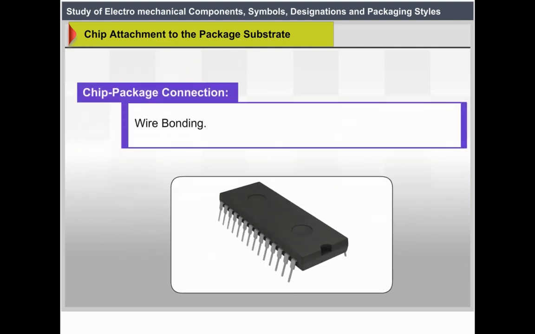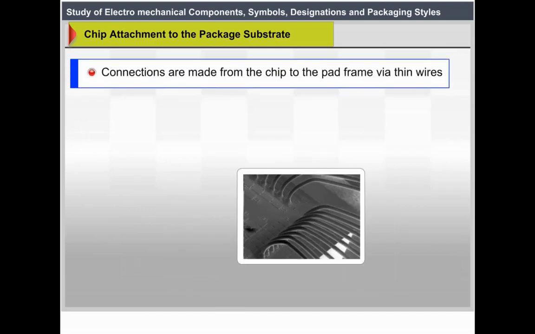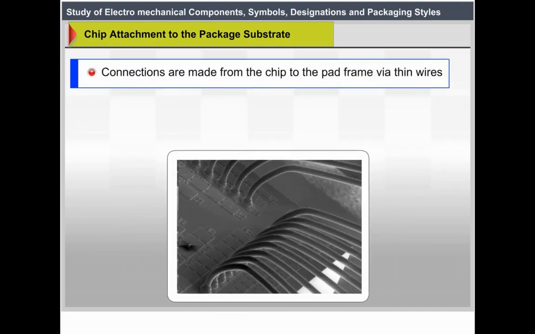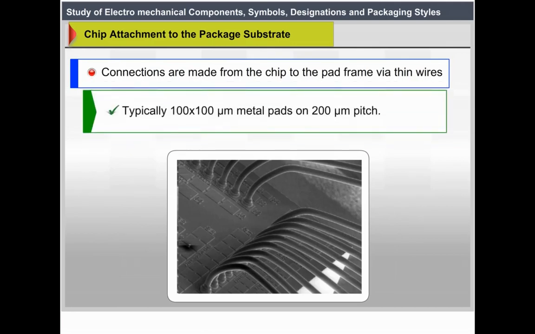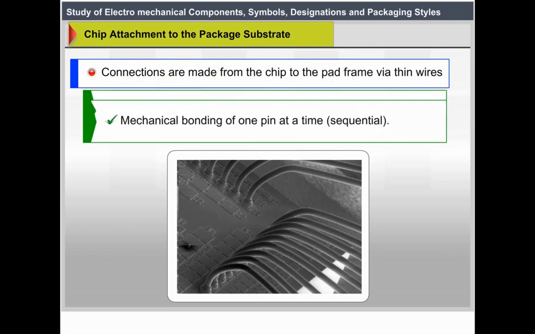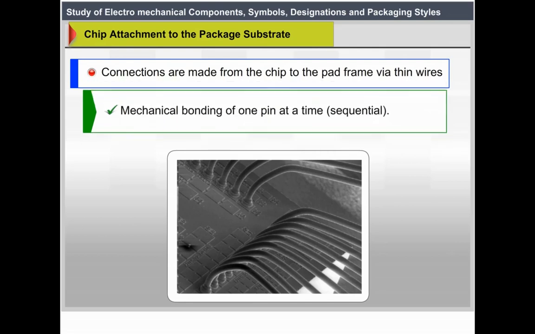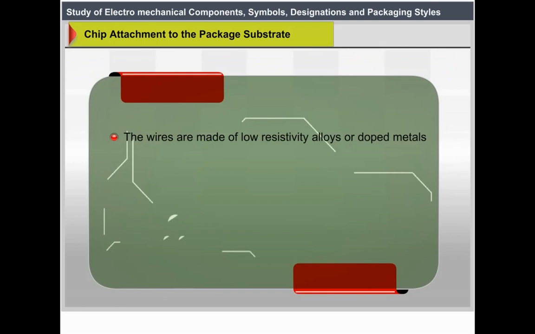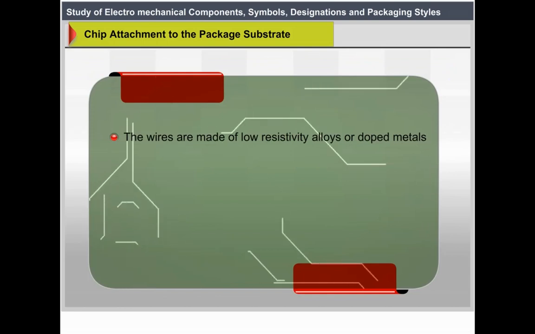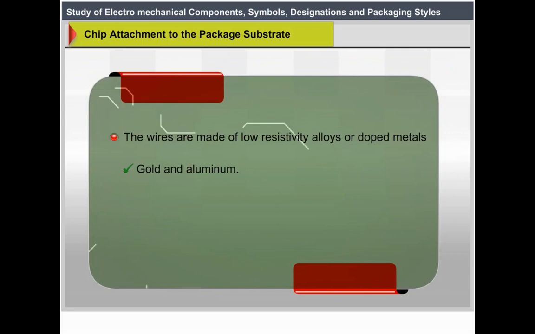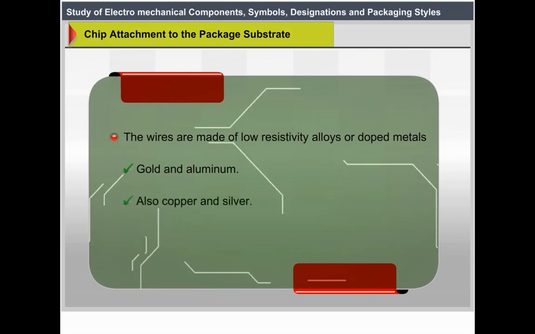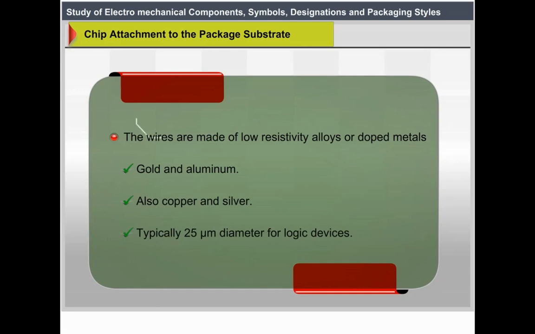Chip package connection, that is wire bonding. Connections are made from the chip to the pad frame via thin wires. Typically 100 by 100 micrometer metal pads on 200 micrometer pitch. Mechanical bonding of one pin at a time, sequential. The wires are made of low resistivity alloys or doped metals. Gold and aluminum, also copper and silver. Typically 25 micrometer diameter for logic devices.